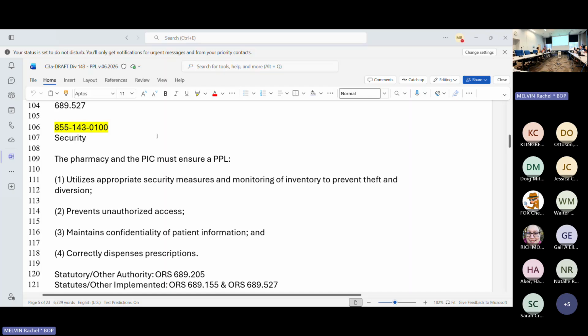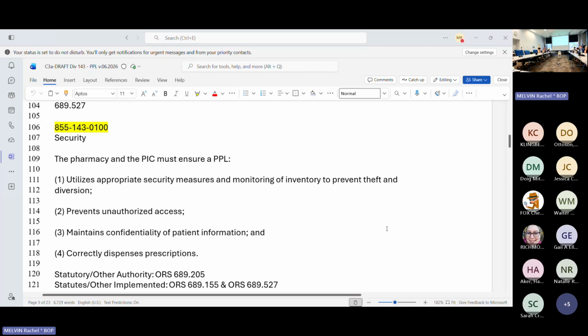Words matter. Next section for security is OAR 855-143-0100. There have been no proposed changes to these rules, and the majority of the comments were in support of this language, or were topics that were previously addressed by the board related to this language. But I want to open it up for the board to discuss the security sections, starting with Board Member Hall.